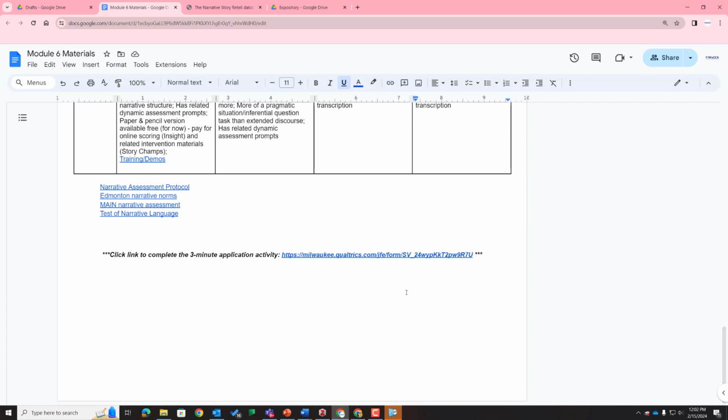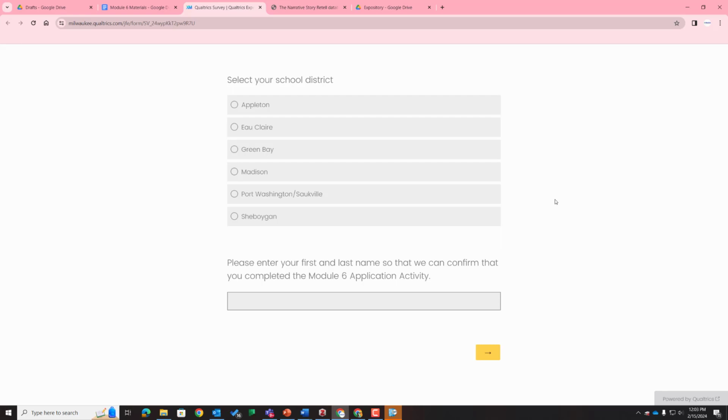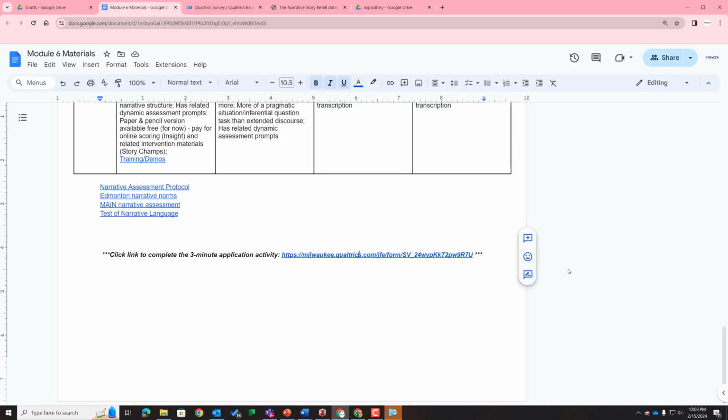And then all you need to do for the application activity is open this survey. It's just a real quick survey. It's on the second page for me here, but it asks you, what experience do you have with these different tools? What's your interest level? What do you think, if you had to choose today, that you would choose? And then we can just get your name and district so that we can mark you as complete for having done this application activity. So that's what we got for you.